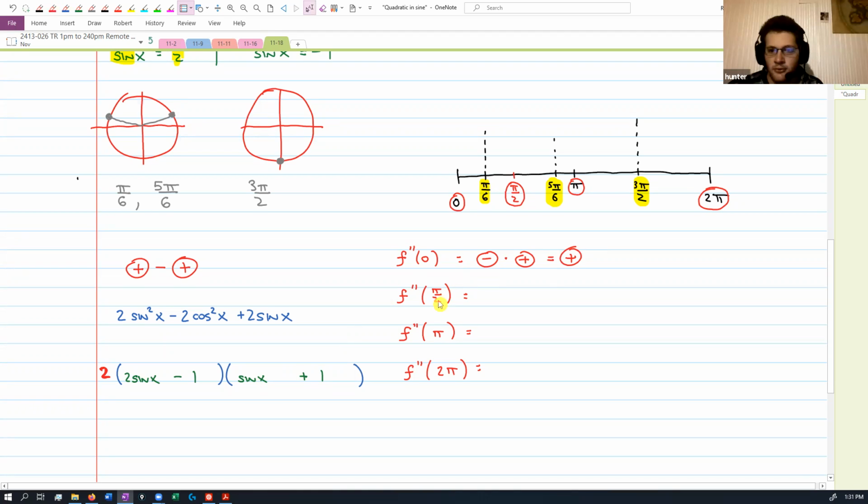Pi over 2. Question? Shouldn't those multiply to be negative? Oh yeah, they should be negative. I don't know why I put that. Thank you. Yeah, the world has not yet collapsed upon itself.